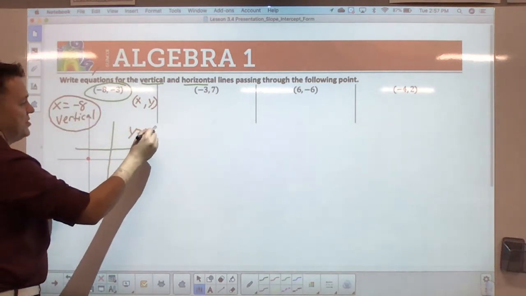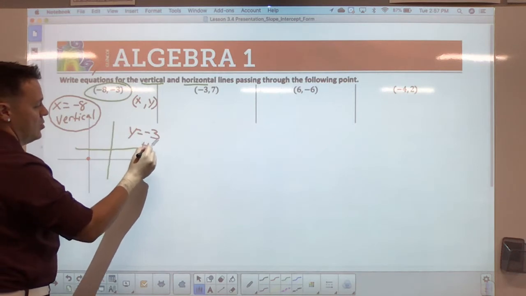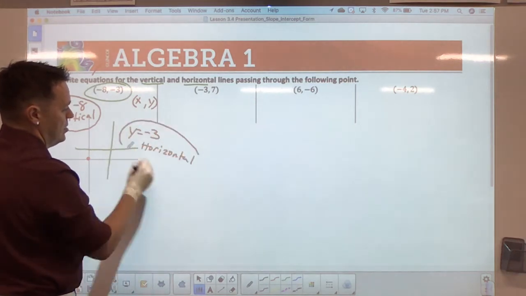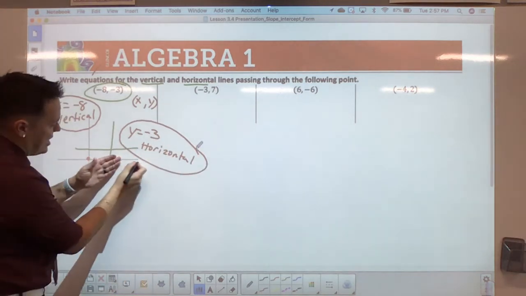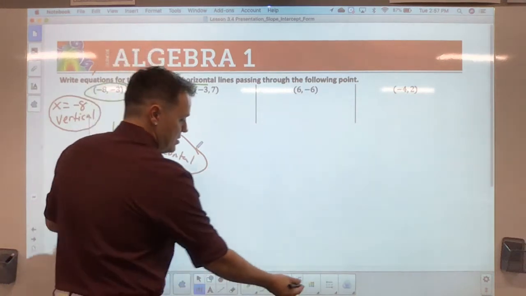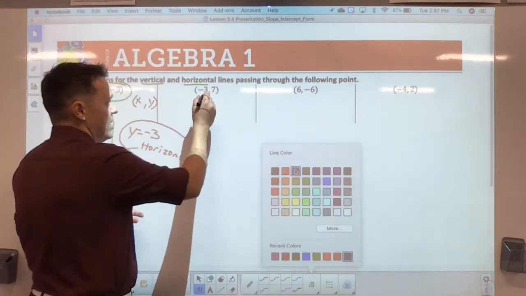Y equals -3 would be your horizontal line. Because what it's saying is every dot on this line right here is a -3. And so the next one, a little simpler. So now hopefully you guys get it.